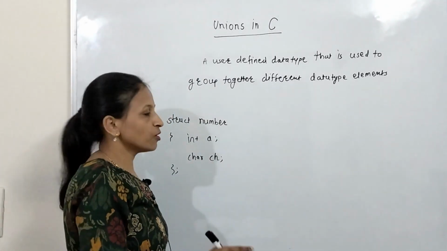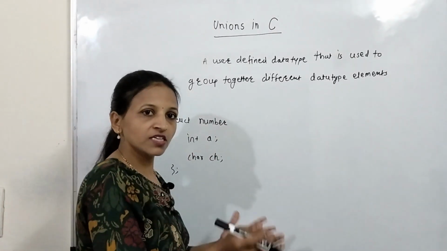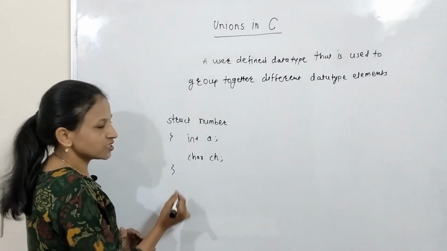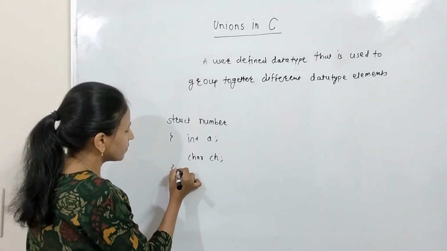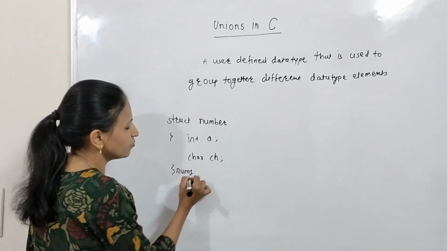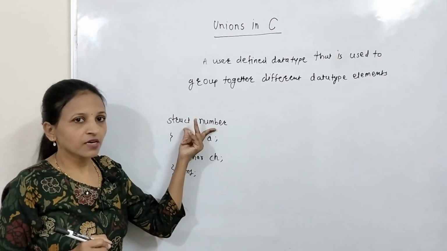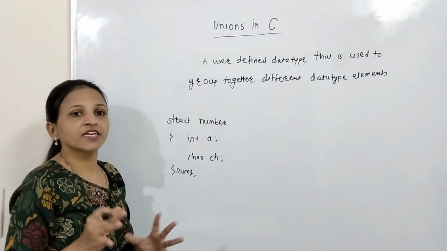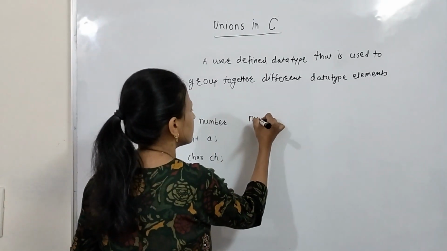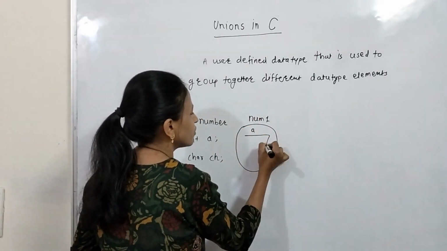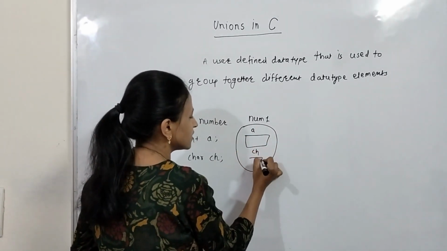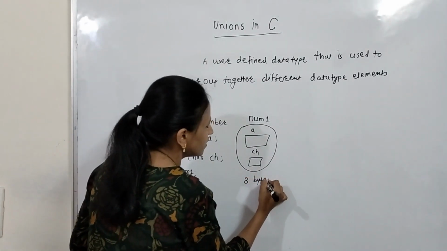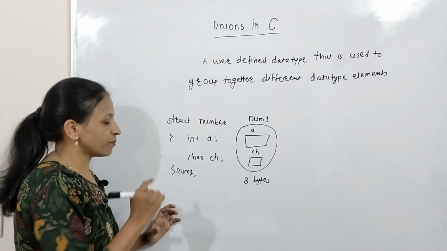Whenever we create a variable of that structure, only then that space will get allocated. Suppose we are creating one variable of this structure, let num1. Now num1 is a variable of type struct number. Now how much space will get allocated for that num1? 2 plus 1, that is 3 bytes will get allocated for num1. First 2 bytes for a and 1 byte for ch. That's why total 3 bytes will get allocated for that one variable of num.